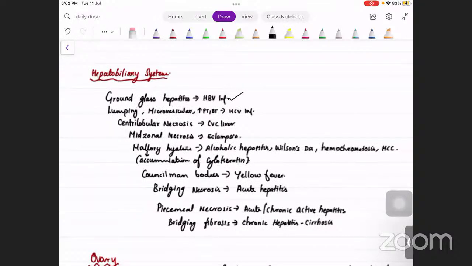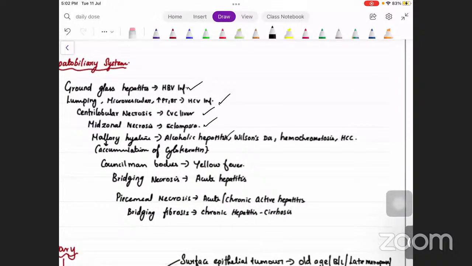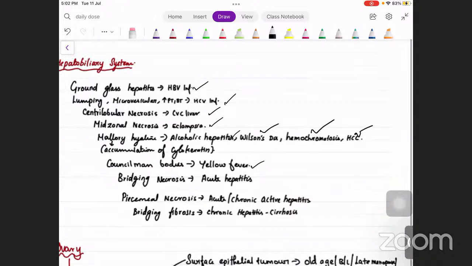Ground glass hepatitis, HBV. Lumping, microvesicular, increased PTR-BT, HCV. Central lobular necrosis, CVC liver. Midzonal necrosis, eclampsia. Mallory-Hyaline, alcoholic hepatitis, Wilson disease, hemochromatosis, hepatocellular carcinoma. Councilman bodies, yellow fever. Bridging necrosis, acute hepatitis. Bridging fibrosis, chronic hepatitis. Piecemeal necrosis is in acute or chronic active hepatitis. So these are the important one-liners you have to remember in case of your hepatobiliary system.